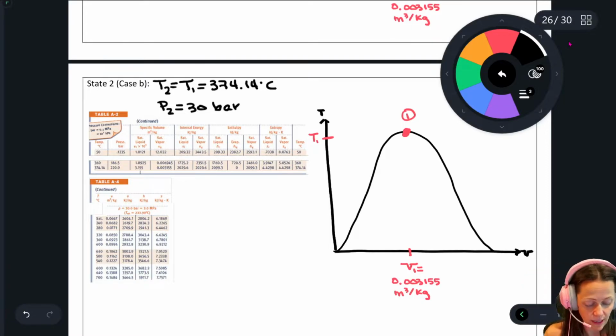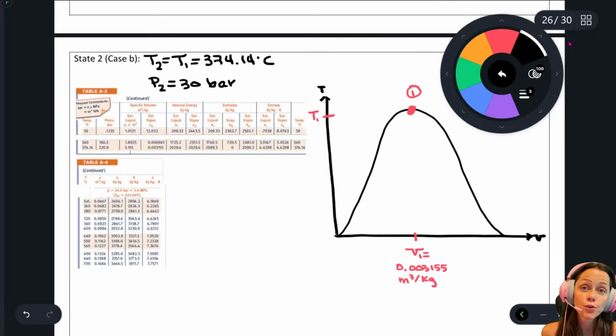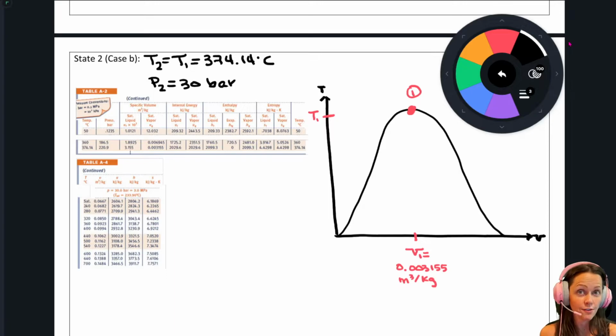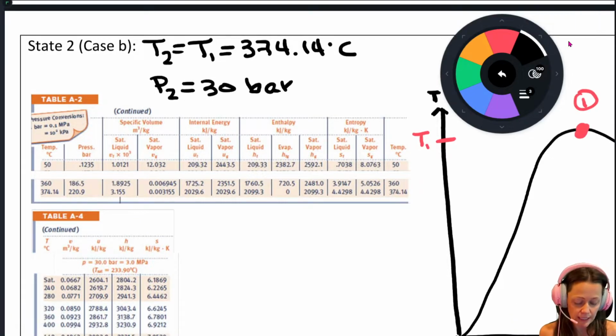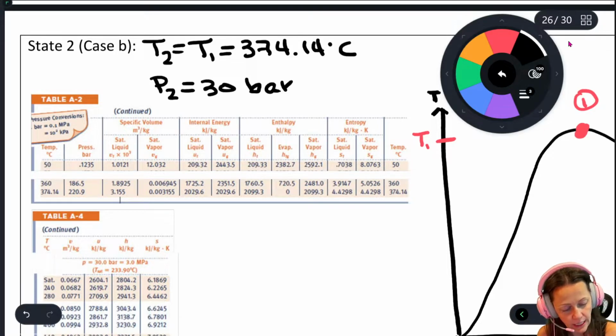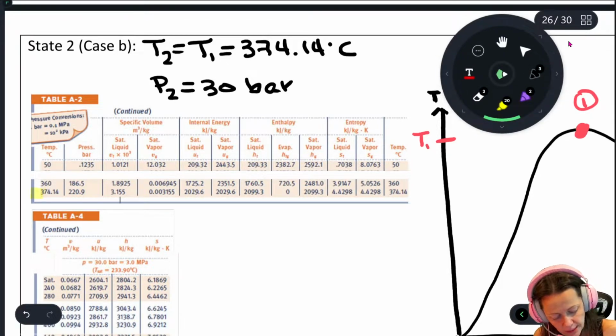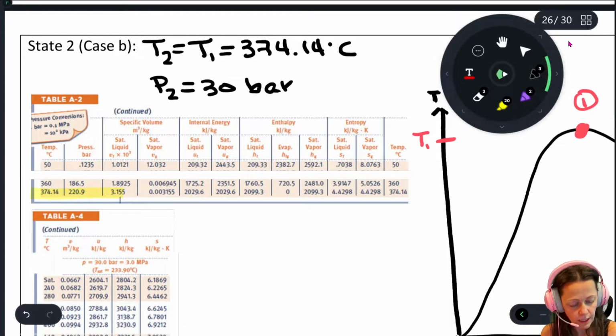In this case, it's a constant temperature process. I need to figure out, from those two independent intensive properties, what phase I'm in. So I'm going to go to my saturated tables. I happen to already be in table A2, so I'll use the information there. At 374.14, I can see that my pressure P2 looks like it's greater. Does it go into 30 bar?